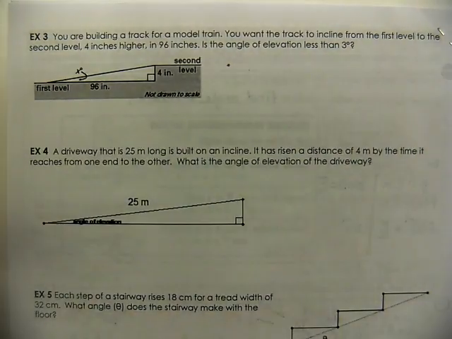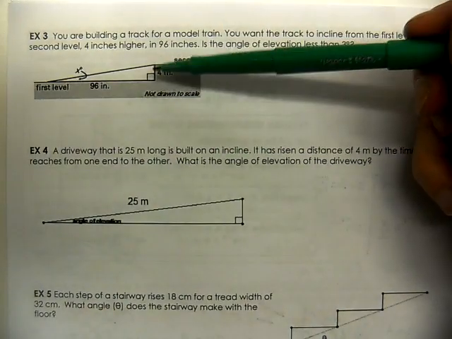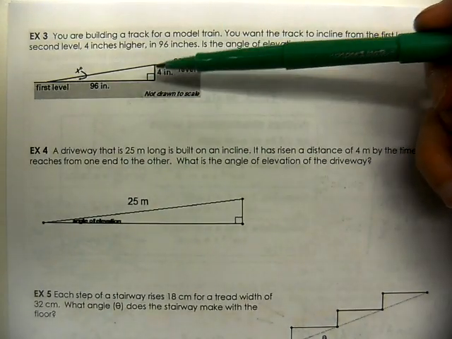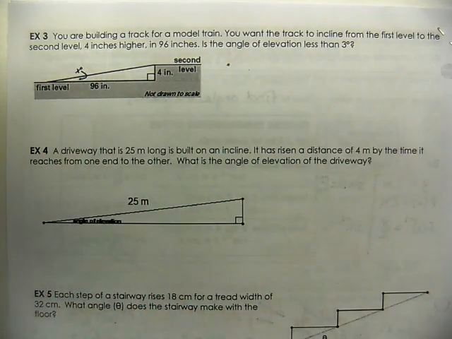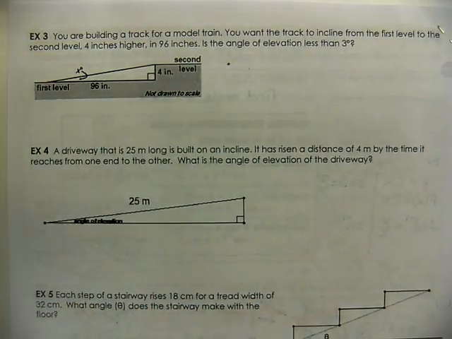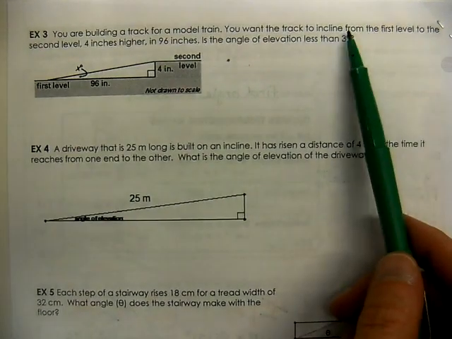All right, so example 3 says you are building a track for a model train, and you want the track to incline, that means to go up, incline from the first level to the second level, 4 inches higher, so there's your 4-inch height, within a span of 96 inches. We want to know, is the angle of elevation less than 3 degrees?